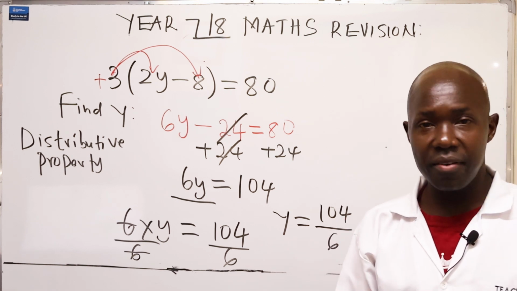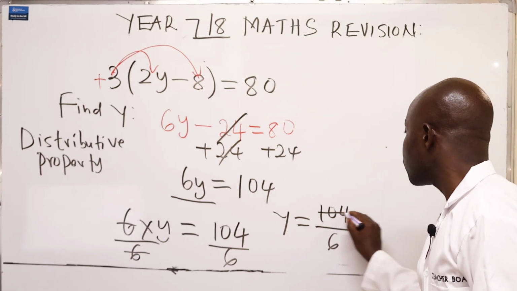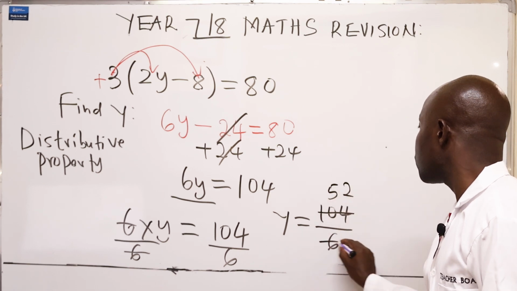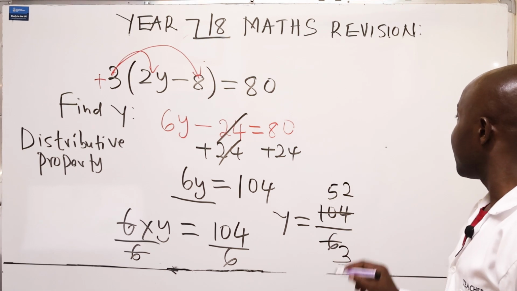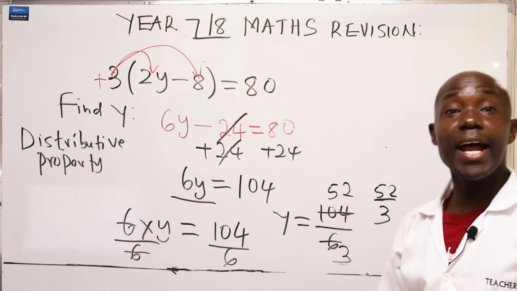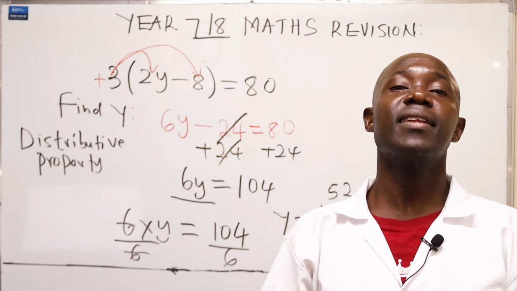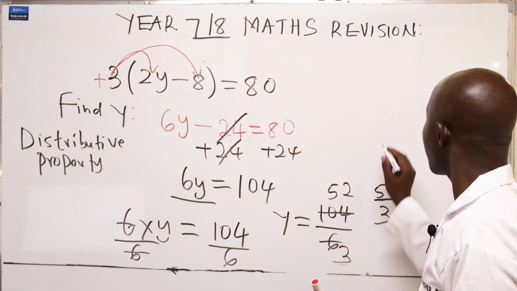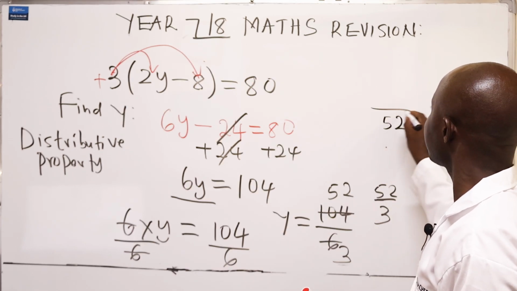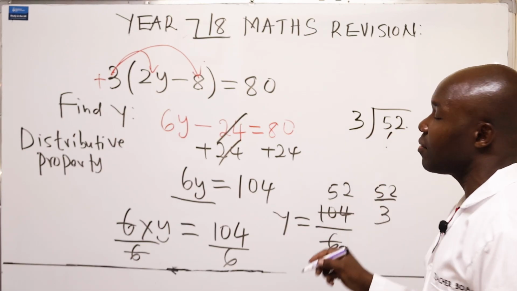Then we look at a common factor that can divide both 104 and 6. Let us start. 2 can go here 52. 2 can go here 3. Then we have 52 divided by 3. Then we can use the long method to divide. So we may write our answer as a mixed number. So we have our 52 here. Use the long method. This is our dividend. Our divisor is 3. Then you start with 5.